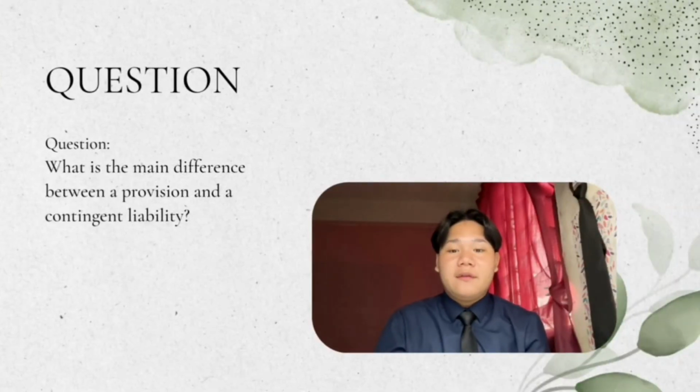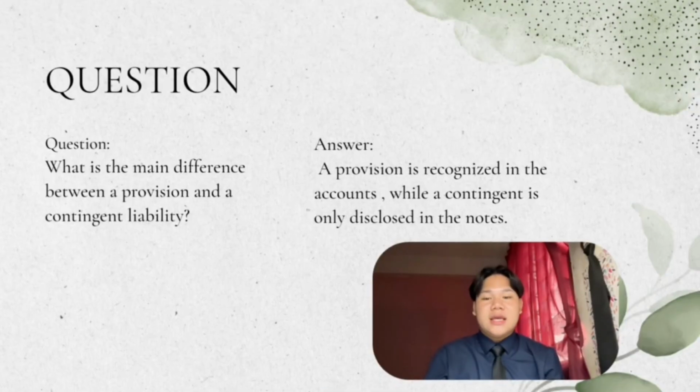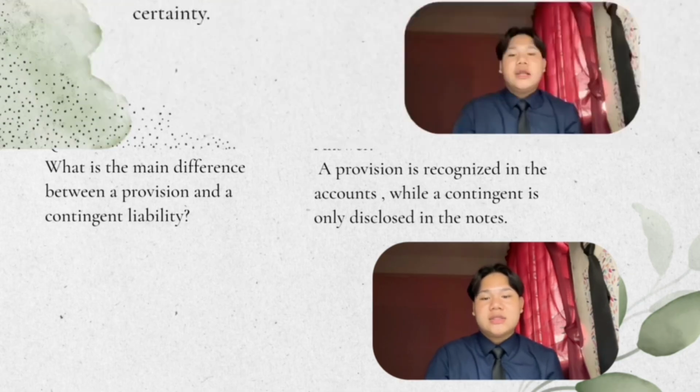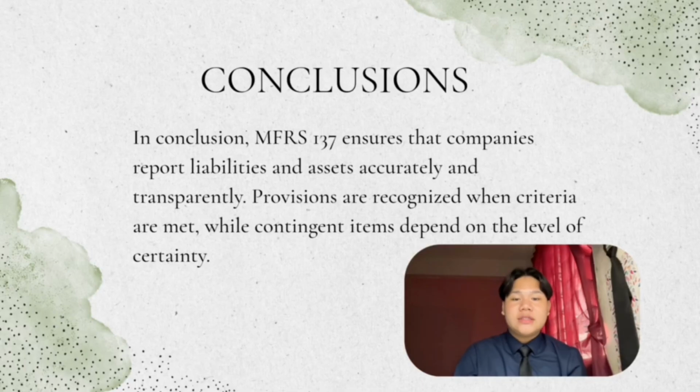What is the main difference between a provision and a contingent liability? The answer is a provision is recognized in the accounts, while a contingent liability is only disclosed in the notes. In conclusion, MFRS 137 ensures the company reports liabilities and assets accurately and transparently. Provisions are recognized when criteria are met, while contingent items depend on the level of certainty. Thank you.